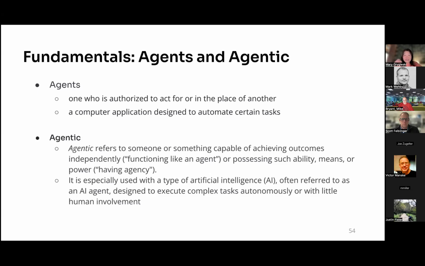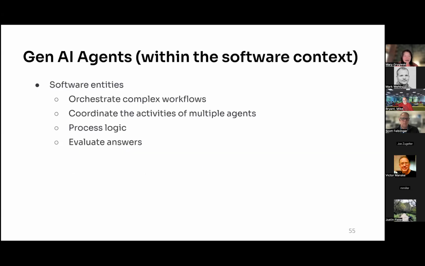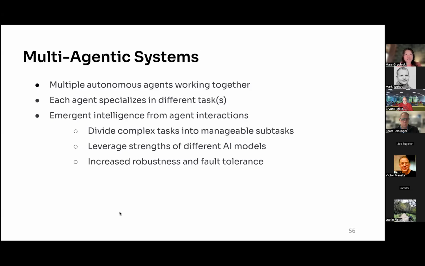So agentic basically refers to someone or something capable of achieving outcomes independently. It's basically having agency, all of these things. So those are agents. And GenAI agents, within the software context, are software entities that can help to orchestrate complex workflows and also coordinate the activities of multiple agents, as well as process logic and evaluate answers too. So now it gets into multi-agentic systems.